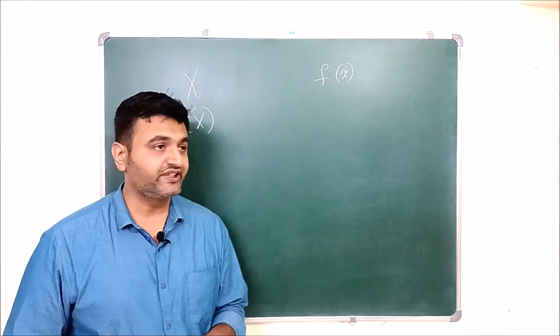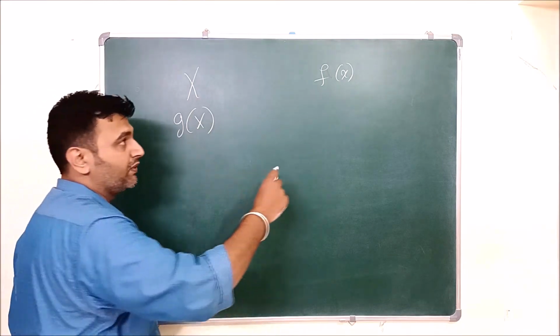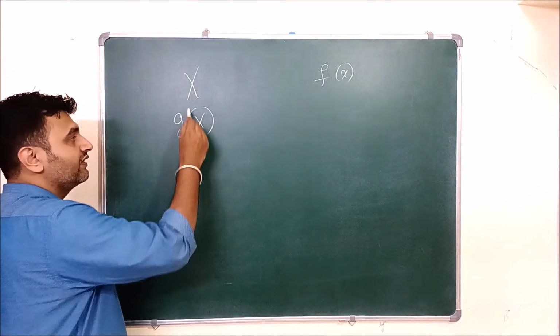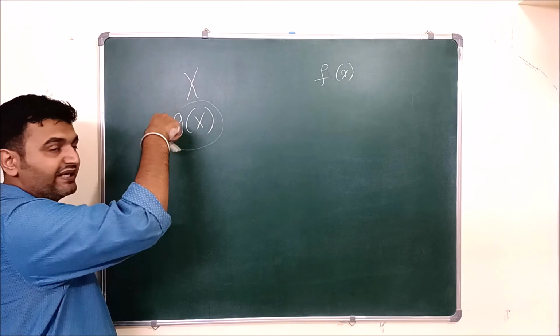Okay, one last point I would like to share. If you have a random variable x with probability distribution f of x, and you have another new random variable g of x, which is depending on x, right?